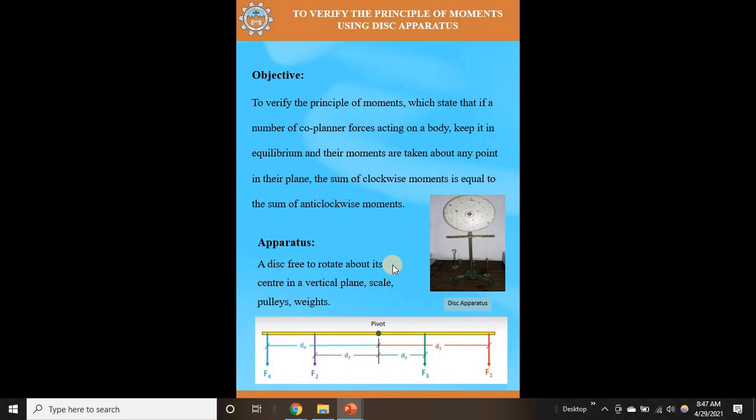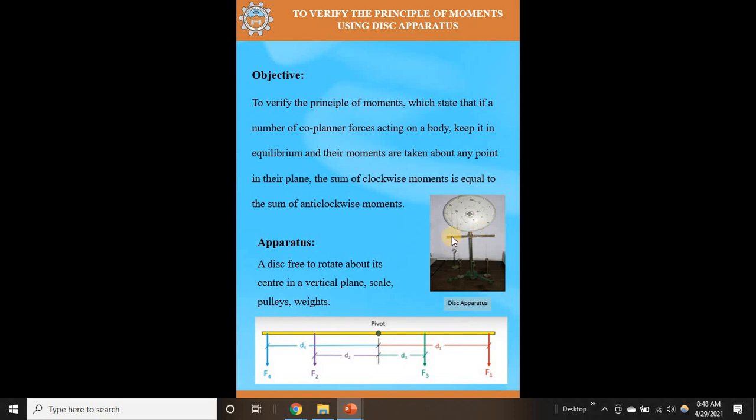In the lab we are performing this experiment using the disk apparatus. So what is a disk? A disk is free to rotate about its center. It is a metal disk, and it is free to rotate about a certain center point. You can see a screw here, and the disk rotates about this freely. It is a frictionless disk.